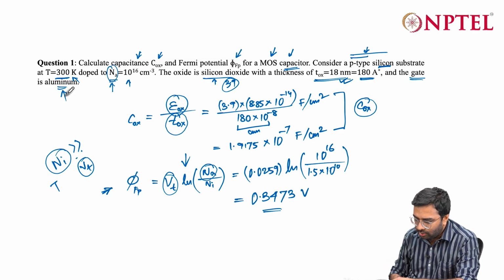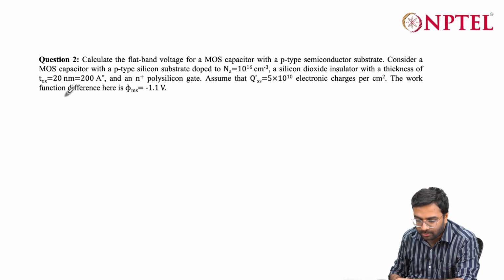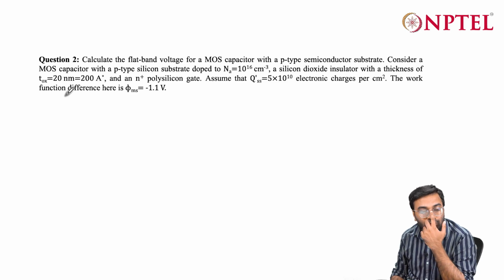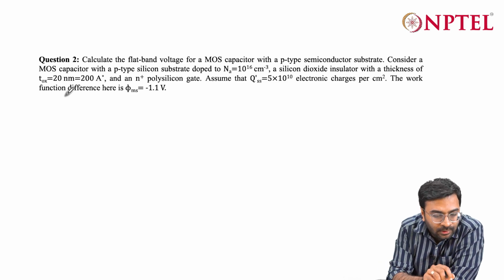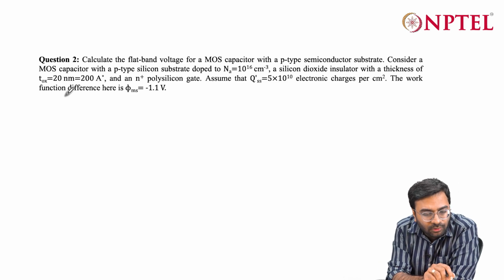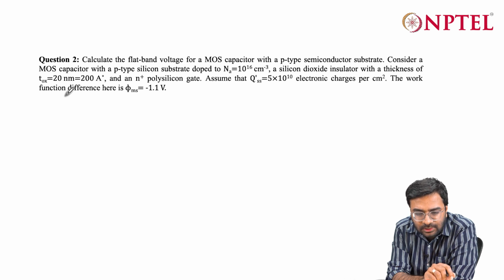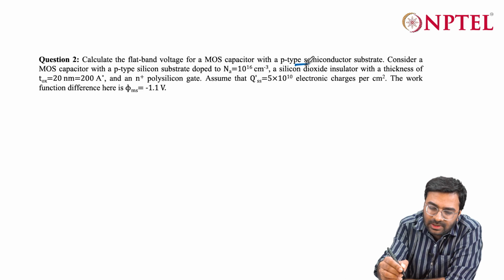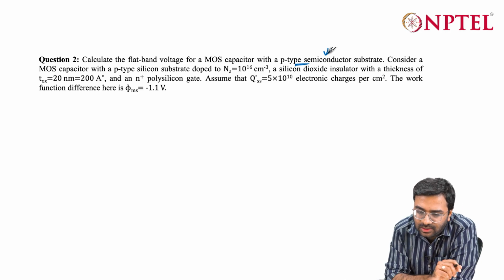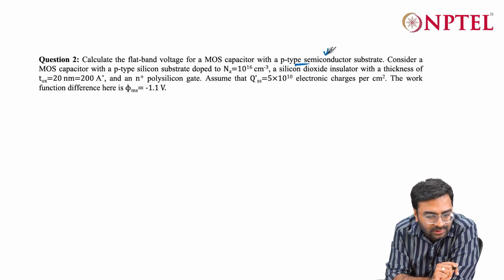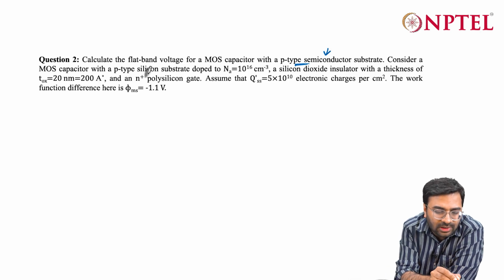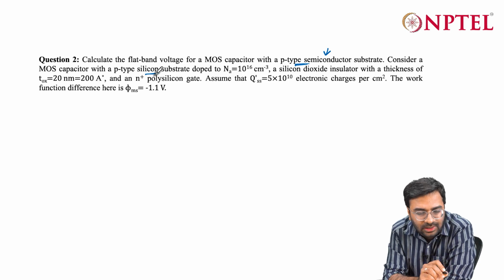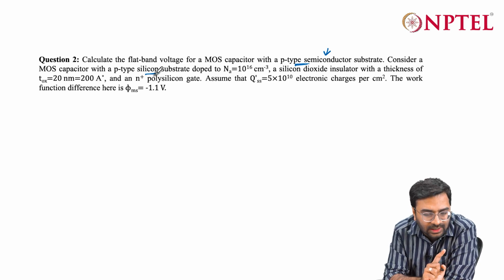So, let us now go to the next problem. In the next problem again we need to calculate the flat band voltage for a MOS capacitor with a p-type semiconductor substrate. So, this time it is written p-type semiconductor substrate, it is not given that it is silicon as of now. Consider the MOS capacitor with a p-type silicon substrate. So, now it is mentioned. So, the semiconductor material here is silicon.